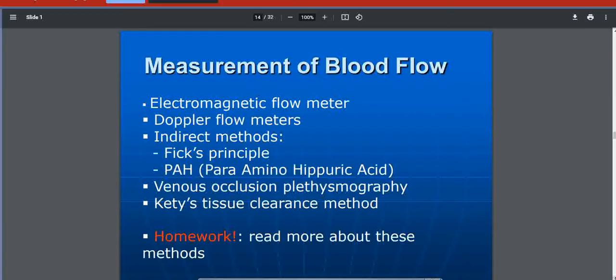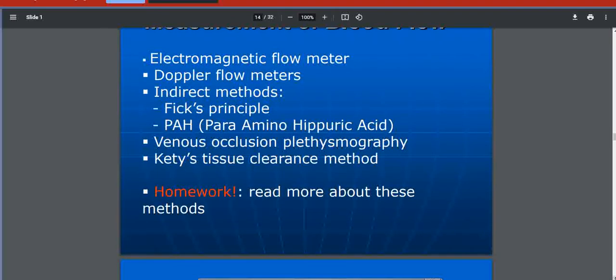So let's check on how we can measure blood flow. First, we can use the electromagnetic flow meter, and we have already indicated a homework around it. You will read more about this method in your own free time. Then we have Doppler flow meters, and indirect methods such as the Fick principle. The indirect method does not require you to use any instrument like Doppler flow meters. Instead, you use a theory which explains that if this happens, then this follows. That is an equation, suggestive, not directly done in a practical aspect. That is the indirect method.